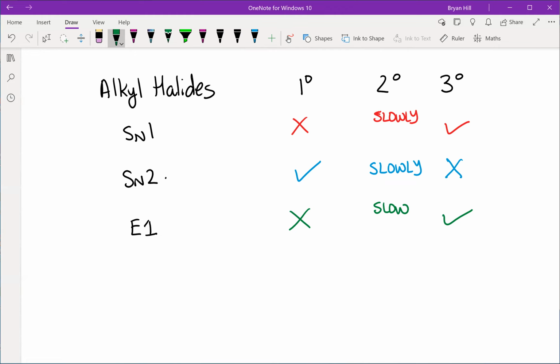So we're going to see that SN1 and E1 are basically very linked together, and really the difference between the two of them is going to be dependent upon our Lewis base. Is it a nucleophile? Then it will be SN1. Is it a base? Then it will be E1. But there are some special conditions on that as well.